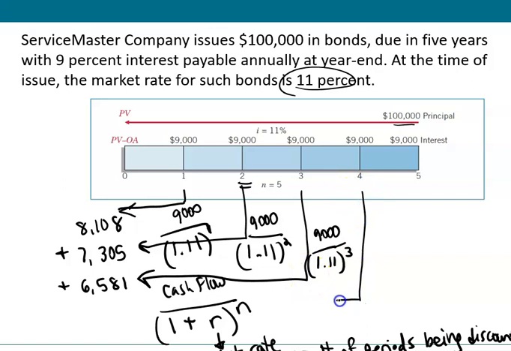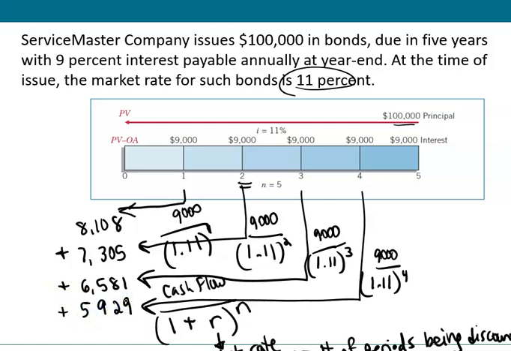Let's do that for our fourth cash flow. 9,000 discounted back 4 periods, 4 years. That is worth today 5,929. And finally, our last cash flow is the sum of the principal payment and the last interest payment.